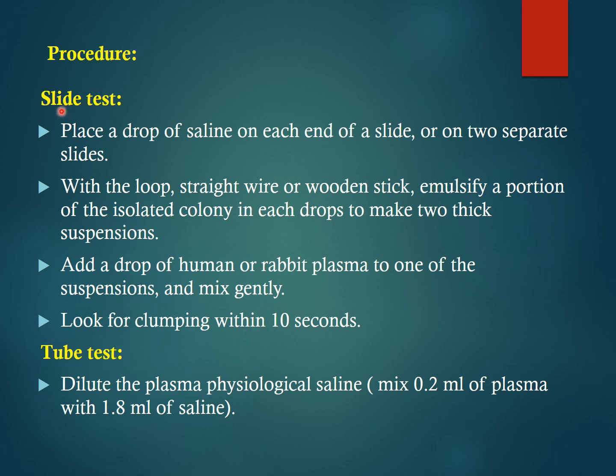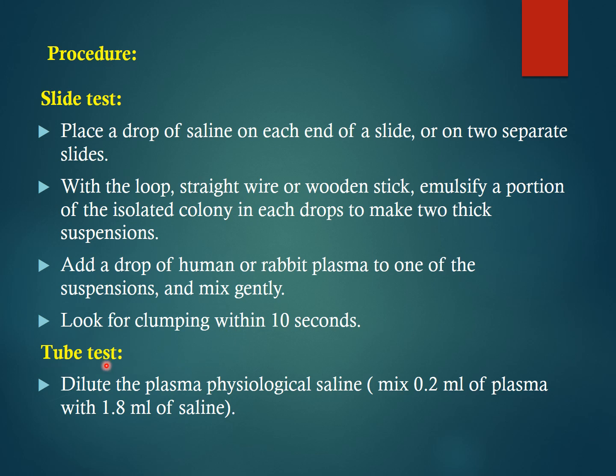Procedure: in slide coagulase test, place a drop of saline on each end of a slide or on two separate slides. With a sterile loop or straight wire or wooden stick, emulsify a portion of the isolated colony in each drop to make two thick suspensions, and then add a drop of human or rabbit plasma to one of the suspensions and mix gently. After that, look for clumping within 10 seconds.